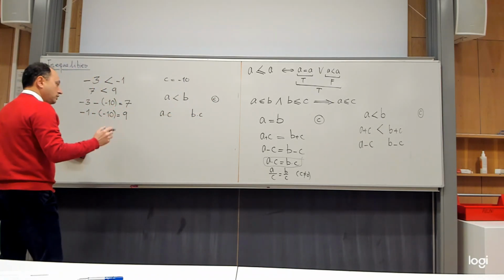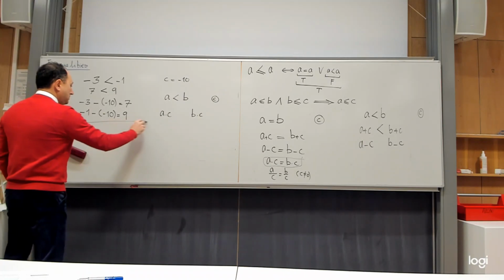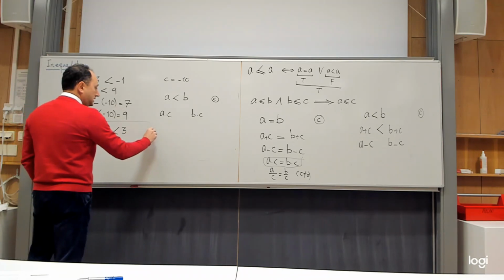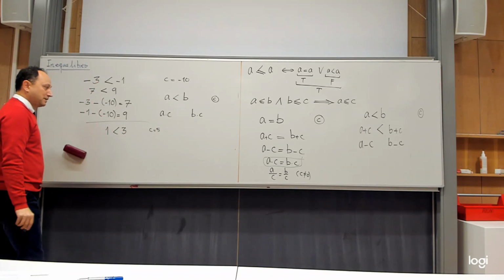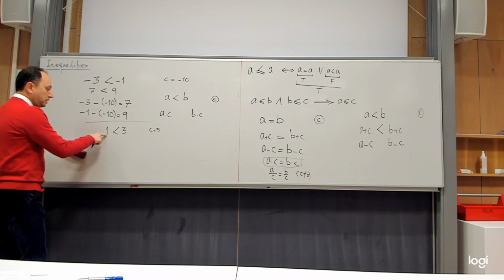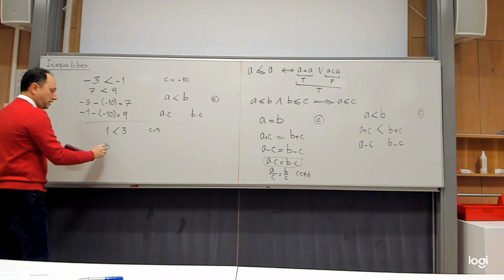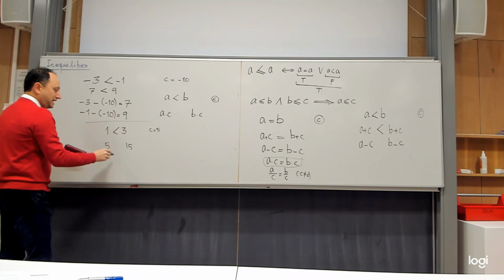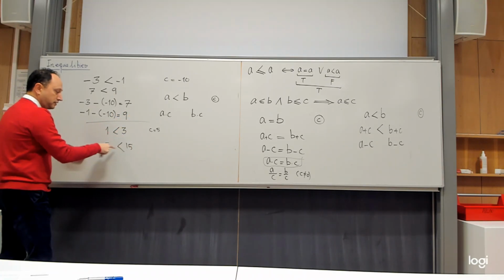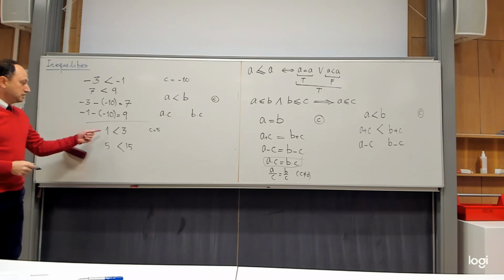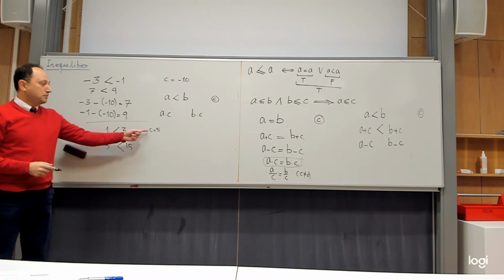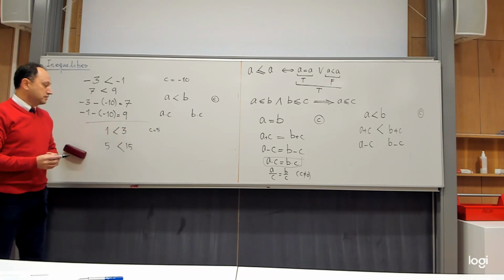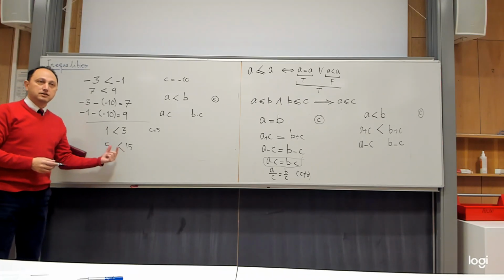Yes? So let me give you an example. Let me make the example simple. I have 1 less than 3. I choose C to be 5, for example, a positive number. I multiply the left-hand side by 5, I get 5. I multiply the right-hand side by 5, I get 15. Still, 5 is less than 15 is a true statement. So I started with a true statement, and I took a positive number. I multiplied the left-hand side and the right-hand side by that positive number. But what I get is still true.